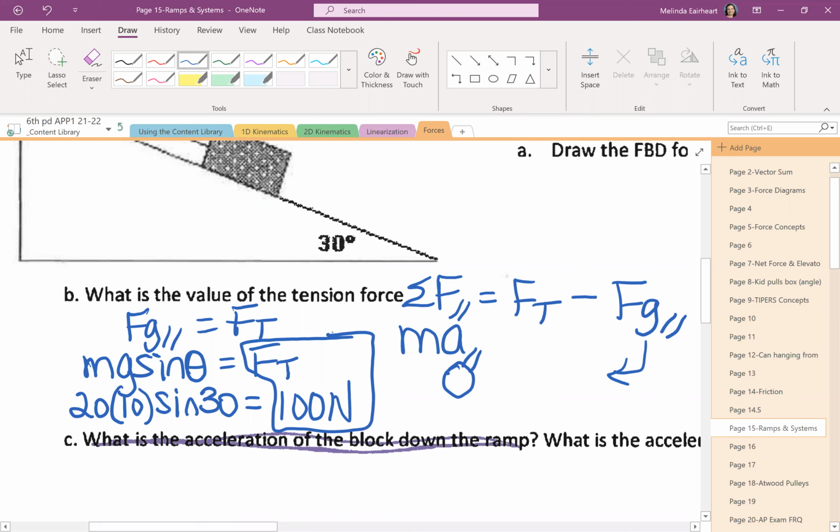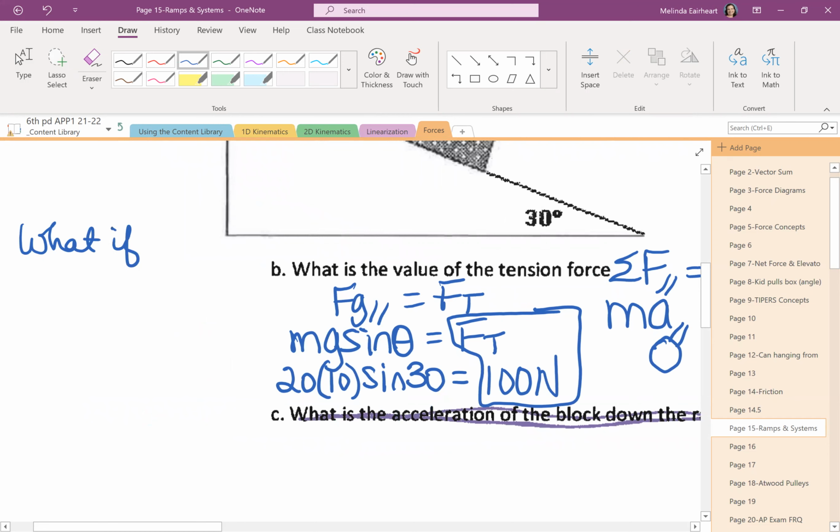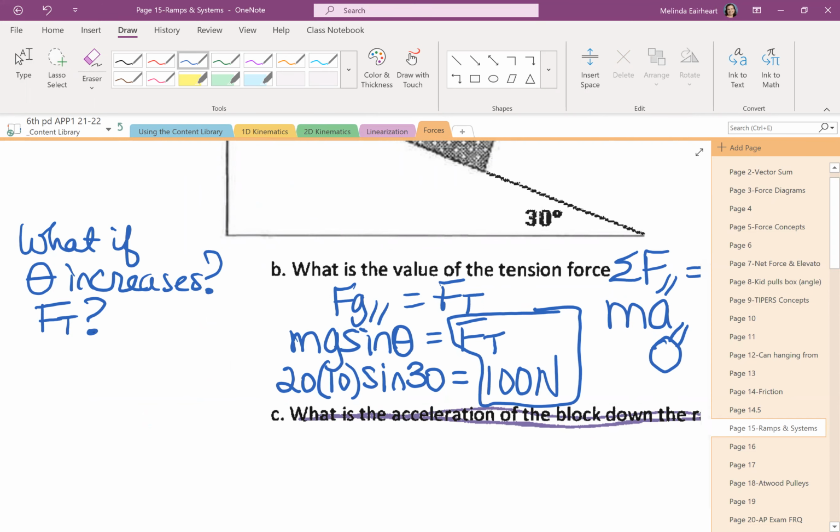What if the angle was bigger? What would get concepts? What if theta increases? What's going to happen to FT? What if we keep it still at rest? Maybe I have a spring scale connected to that string, so it gives me a reading. Would tension be the same, less, or greater? Ooh, I hear both. Good.